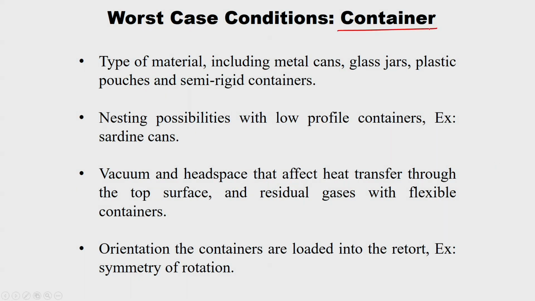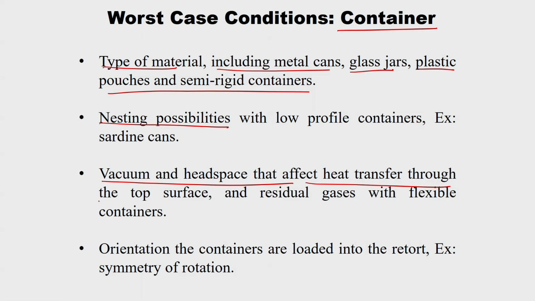And as far as the container is concerned, the type of material, including metal cans, glass jars, plastic pouches or semi-rigid containers, etc. And nesting possibilities, in the sense that when you stack the cans inside the thermal processing container, there may be a close nesting possibility, because of which air is getting trapped in between the cans. Air is not a good conductor, so the heat transfer rate would be decreased in between the containers. And vacuum and headspace, that affect the heat transfer through the top surface.